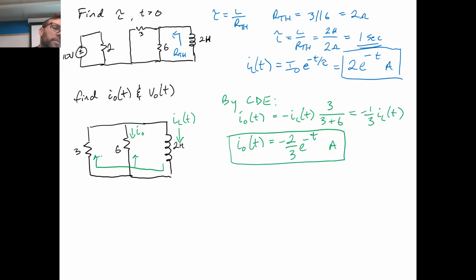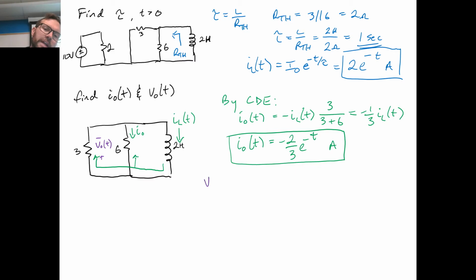I could write that a little better, so maybe something like V naught of t. A couple ways you could do that. The 3 ohm is in parallel with the 6 ohm resistor, so we already have the current through the 6 ohm. By Ohm's law, the current through the 6 ohm times 6 ohms gives the voltage across that 6 ohm, which is the voltage across the 3 ohm because they're in parallel.